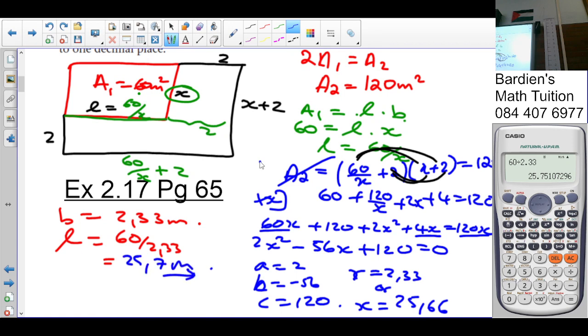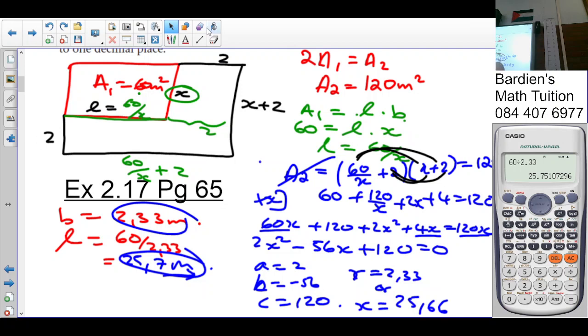Okay, what is your question? Who asked something? Yes, sir? Why only use 2.33 and not 25.66 for your breadth? Your breadth is normally the shorter one. Otherwise, if you put your breadth to be 25.7, then your length is 2.33. It doesn't have to be the shorter one. But if you had swapped it around, no problem. Okay. Any other confusion here?